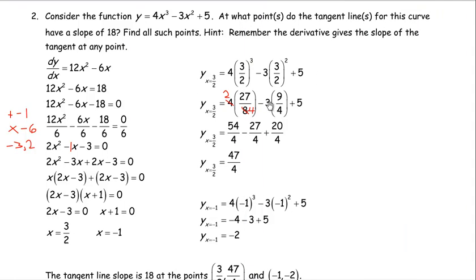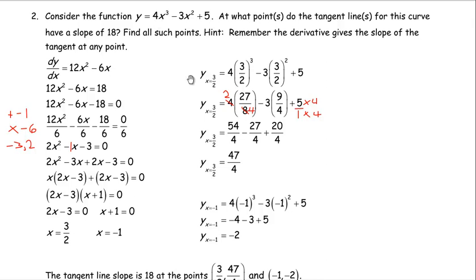So multiplying the 3 by the 9 quarters, 3 times 9 is 27, so that'd be negative 27 quarters. And again, looking forward to getting a common denominator of 4, I take my 5 over 1 and multiply it by 4 top and bottom. And so on the end here, I get the 20 quarters. So 54 quarters minus 27 quarters plus 20 quarters gives you 47 quarters. So that's the y coordinate for this point.